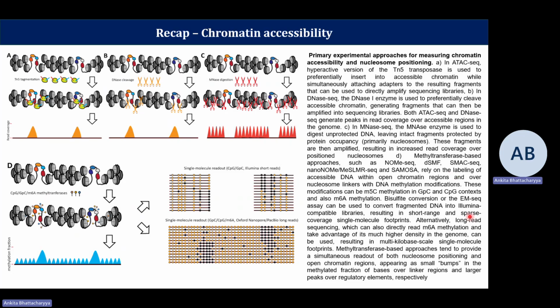Yeah. So, I was saying that these modifications, which can include m5C or 5-methylcytosine methylation in CpG islands, can be present there as well, and also m6A methylation. Now, bisulfite conversion or the EM-seq assay converts fragmented DNA. Again, don't bother about it too much. A lot of it might sound a little too heavy, a little too informative, but it's okay.